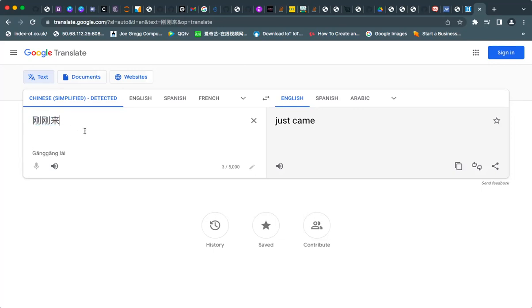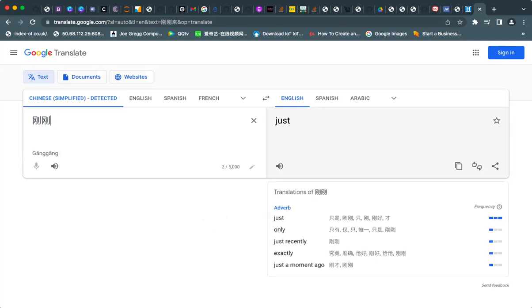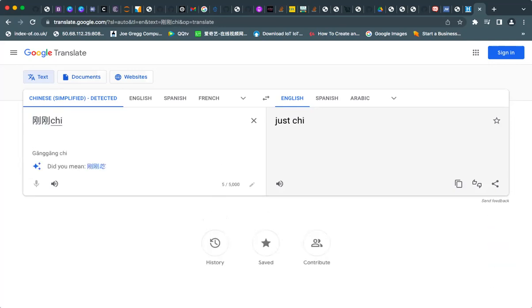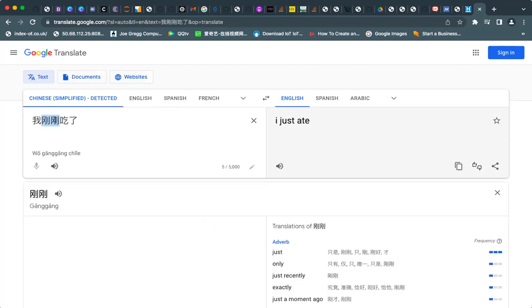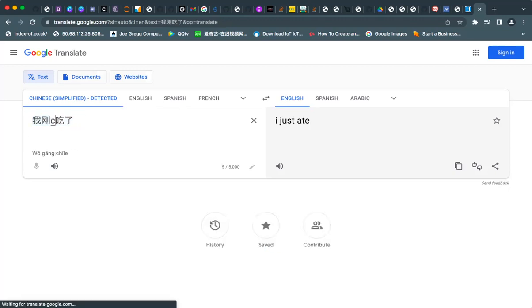So if you just ate right now, you say 刚刚吃, or 我刚刚吃了. Can you see this? 吃了. Yes, I just ate. So 刚刚 means just now, just, or just recently. That's 刚刚. Okay, so we're saying 刚刚 and we're saying 刚才.